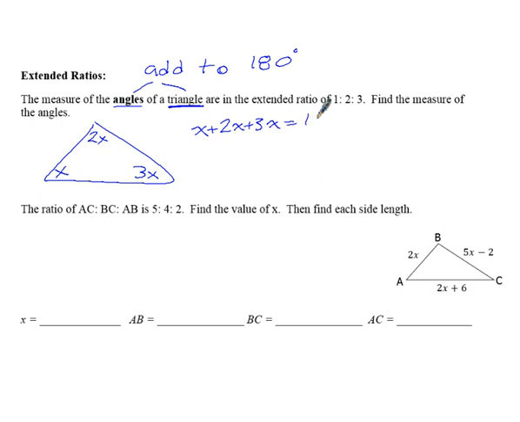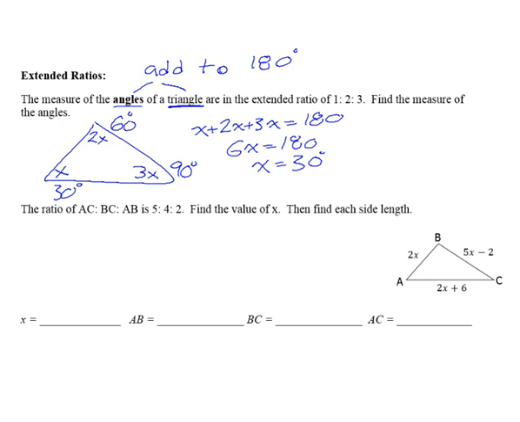So I would add that, set it equal to 180. So you end up getting 6x equals 180. Divide both sides by 6, you get x is 30. So now if it says find the measure of the angles, we want to solve for all three angles. So that means this angle here is 30, this angle would be 60, and this angle would be 90 degrees. And if you add those together, 30 plus 60 plus 90 equals 180. So it works out.